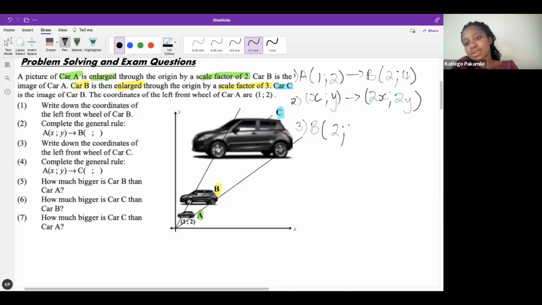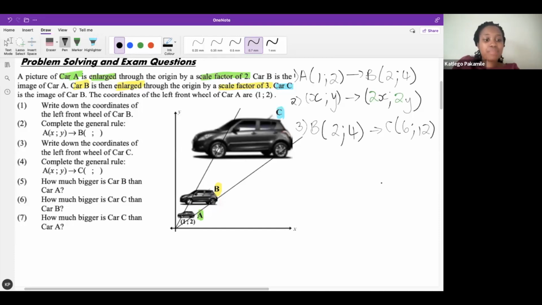What is my scale factor going from B to C? Look at the information. What is my scale factor going from car B to car C? Scale factor. We are jumping the gun. Look at the information and tell me the scale factor. There we go. 3. So then what are my new coordinates for C? We're going from B, increasing by a scale factor of 3. Nice, Kubo. It is 6 and 12.